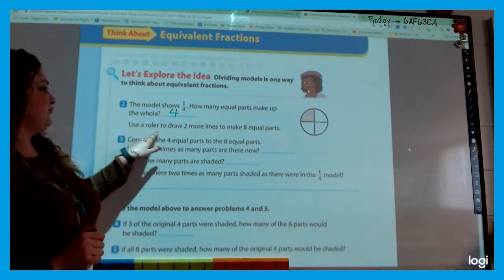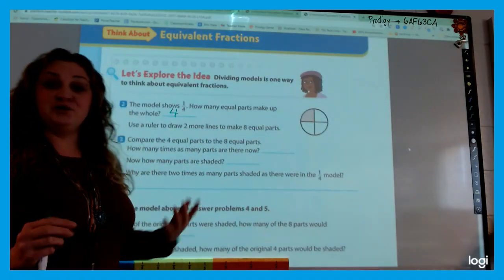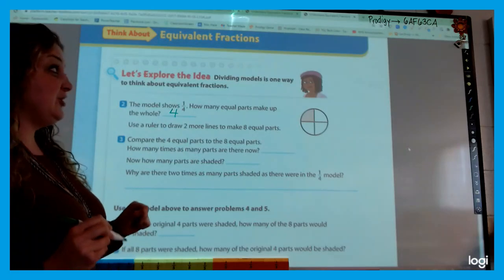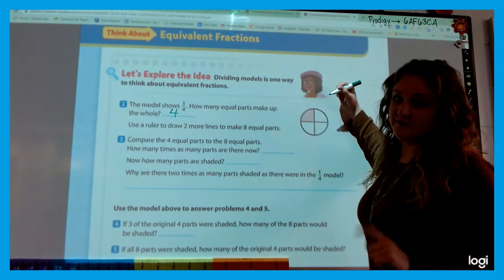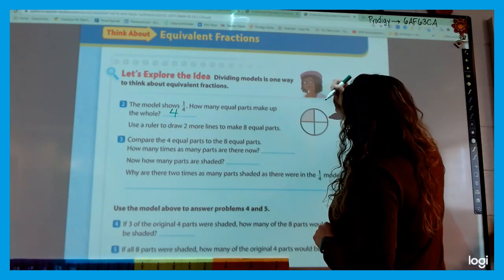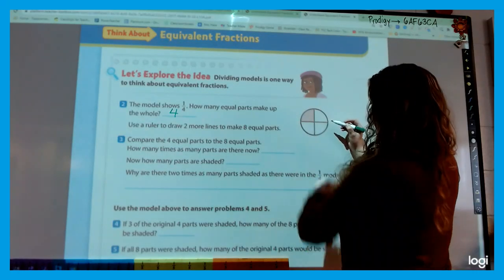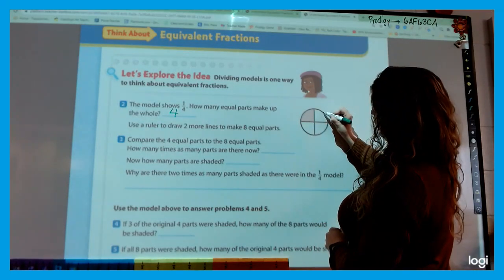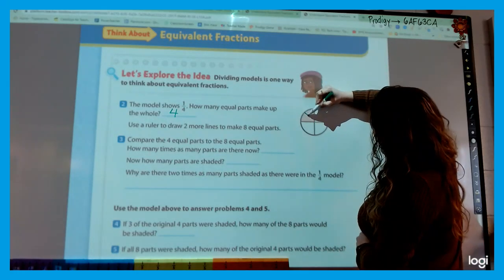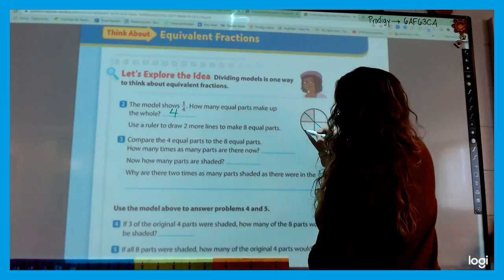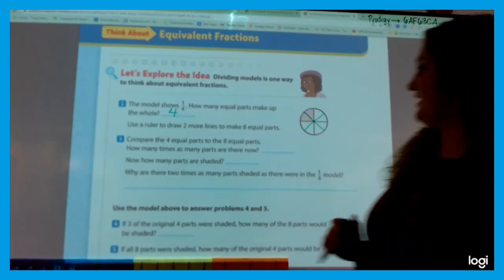And then it says use a ruler to draw 2 more lines to make 8 equal parts. You can use a ruler if you want. That's the only way to be exact, but you can still do a pretty good job. So if you don't have a ruler, that's okay. So to divide this into 8 equal parts, basically I have a plus sign, right? If I want to make it into 8 parts instead of 4, I need to split all my pieces in half. So now it's like I'm making an X through my plus sign. So now it is split up into 8 equal parts.